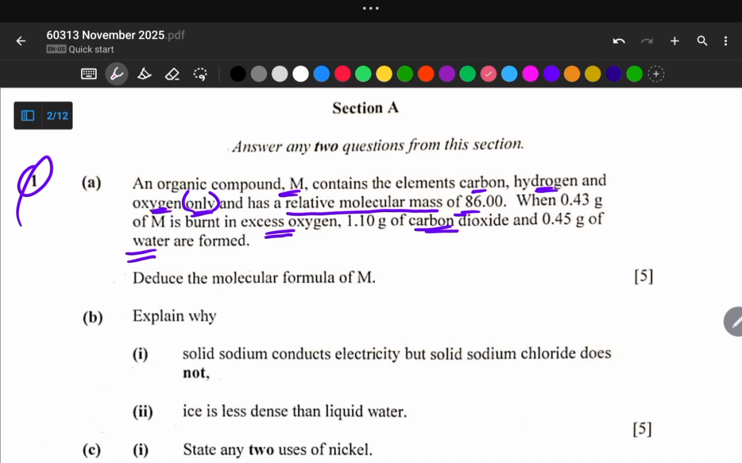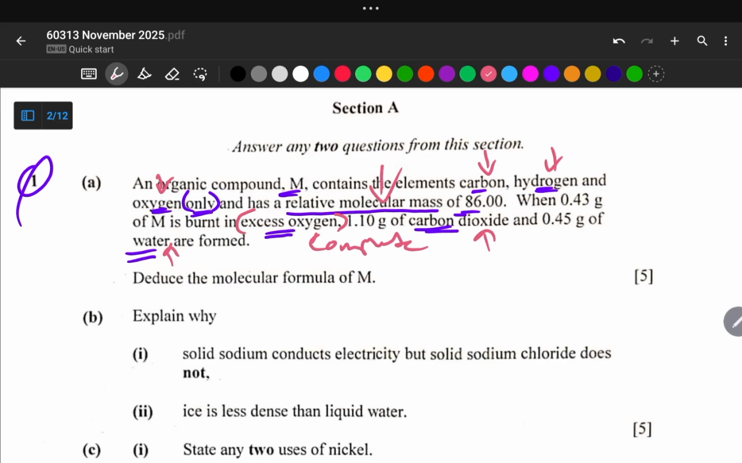Here we are told that we are going to have an excess amount of oxygen, meaning to say this is complete combustion. Are we together? Meaning to say we are only going to have carbon dioxide and water being produced, right? And then here we are given these elements, carbon, hydrogen, and oxygen, and we are also given the relative molecular mass.